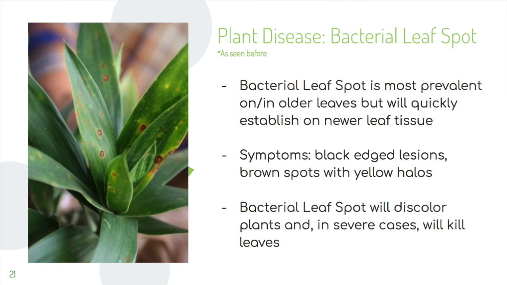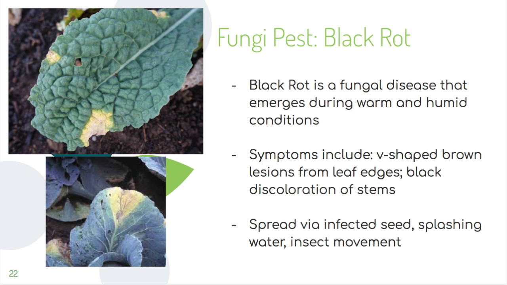A common symptom is brown spots with yellow halos on a plant's leaves. Bacterial leaf spot will discolor plants and leaves, and in severe cases, kill leaves. Black rot is a fungal disease that emerges during warm and humid conditions. Symptoms include V-shaped brown lesions from leaf edges and discoloration of stems. The disease spreads via seed infection and insect movement.